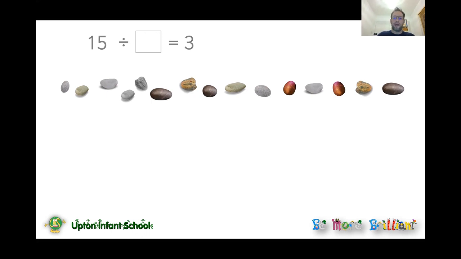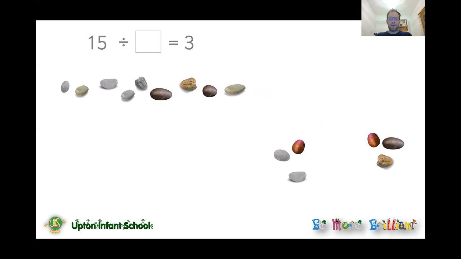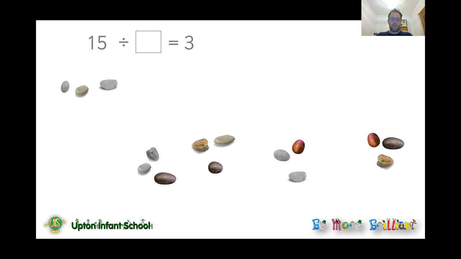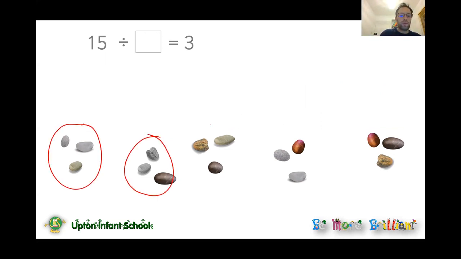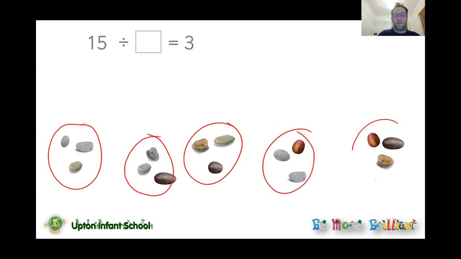So the way to sort this one out is to think, well, I'm going to end up with 3 in each group. So I just need to put them into a group of 3, and another group of 3, and then another group of 3, and another group of 3, and another group of 3, and that will tell me how many groups altogether I have shared them into. 1, 2, 3, 4, 5. So here we had 15, and we had to share them into 5 equal groups to end up with 3 in each group. 15 divided by 5 equals 3.